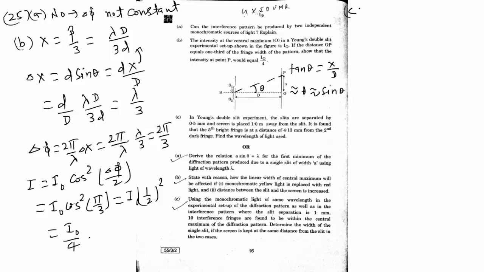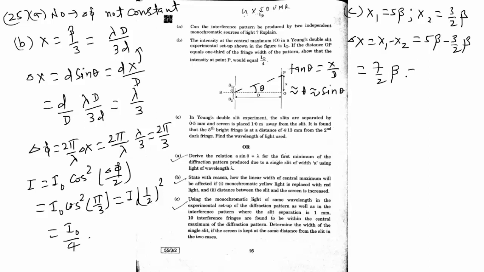Part C. Let x1 be the distance of the fifth bright fringe from point O, which is given by 5 beta. Let x2 be the distance of the second dark fringe from point P, which is given by 3 by 2 beta. Therefore, delta x is equal to x1 minus x2, which is 5 beta minus 3 by 2 beta, that is equal to 7 by 2 beta. Putting the value of beta in terms of lambda capital D upon small d, we get this.